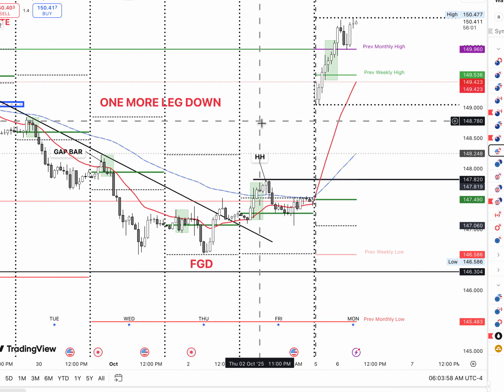Draw your opening range of Asia. Draw the opening range of Monday. Are we back inside? Are we above? Are we below our session opening range? And then for the bigger picture, are we below the opening range of the month? Are we above the opening range of the month, which is the first week of the month? Are we also below the opening range of the week?